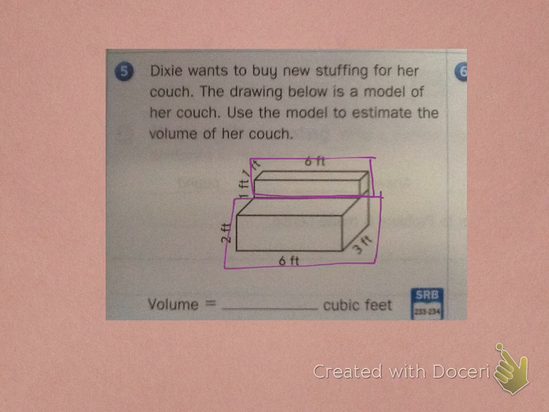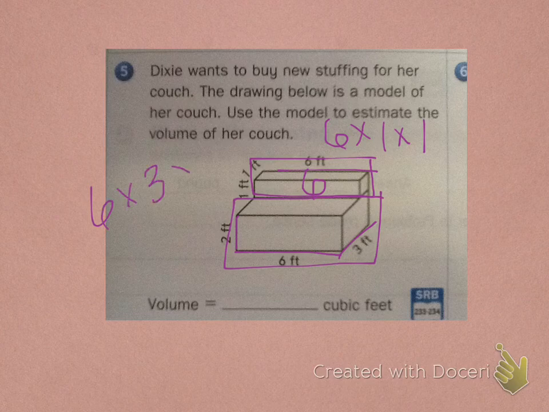So the top piece, the length is 6, the width is 1, and the height is 1. So I have to do 6 times 1 times 1, which is 6. The bottom, 6 times 3 times 2. So 3 times 2 is 6. 6 times 6 is 36.